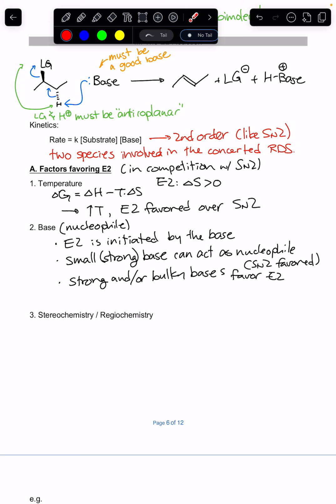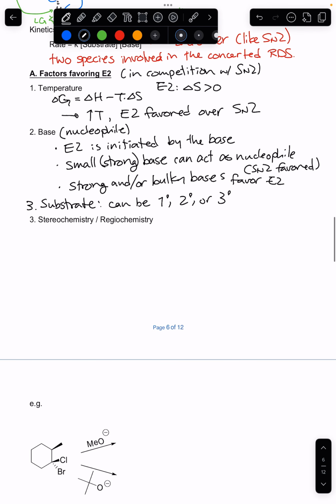Okay. I think we skipped a factor here, which is the substrate factor, and this can be primary, secondary, or tertiary. So it's not very picky about that. And this would be number 4. Let's think about the stereochemistry and regiochemistry.